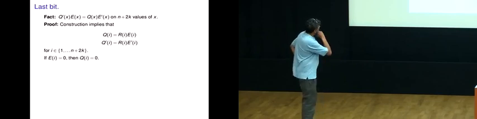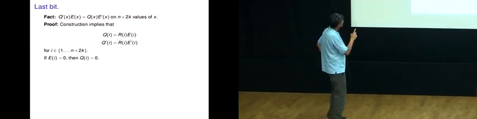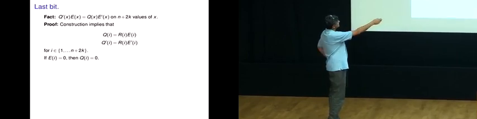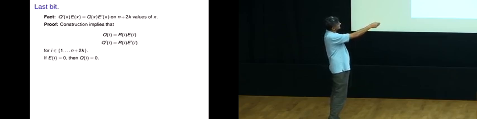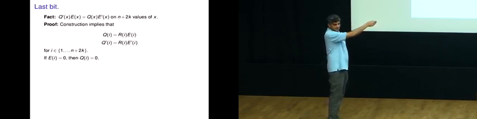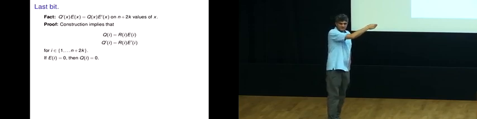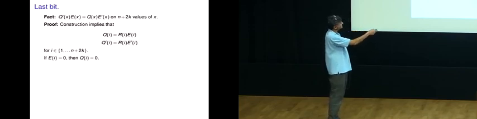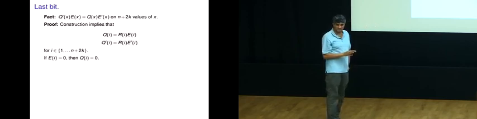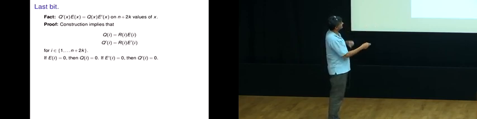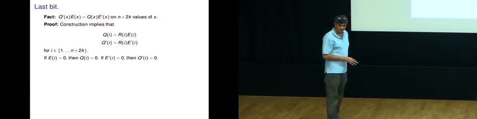Okay, so now let's think about the cases. What if e of i is 0? Even if it's non-zero, it doesn't matter. If e of i is 0, what is q of i? It's 0, right? Does that make sense? If there's a 0 on the right-hand side, the only value here can be 0. And the same thing here. If e prime of i is 0, then q prime of i is 0.